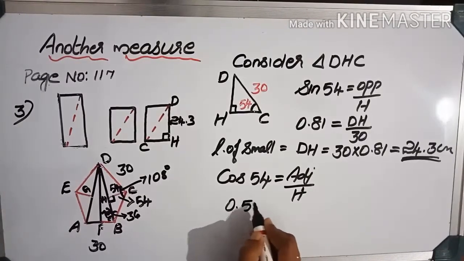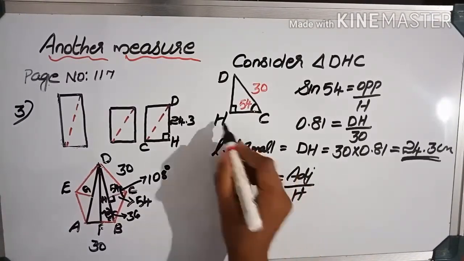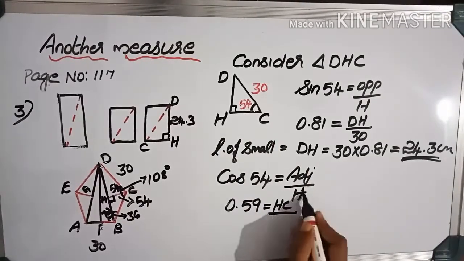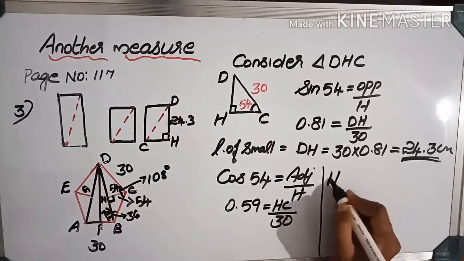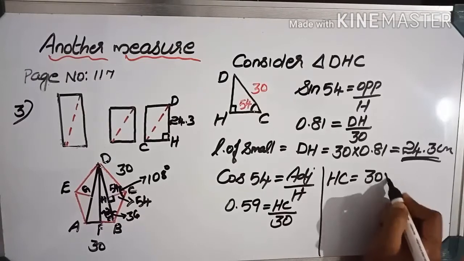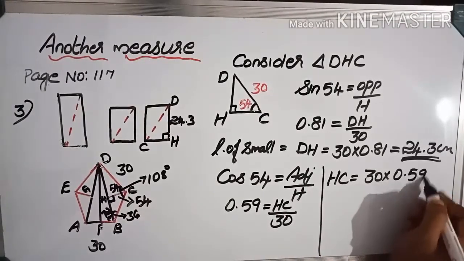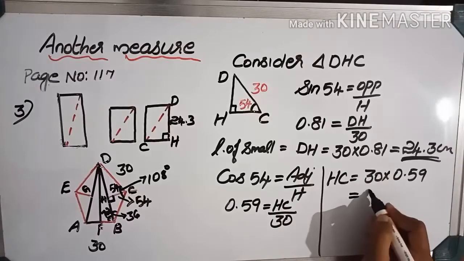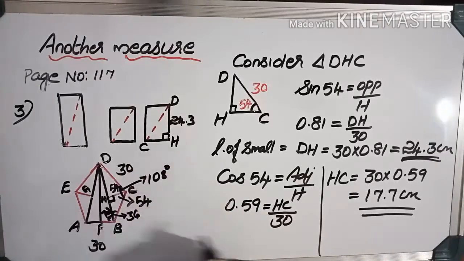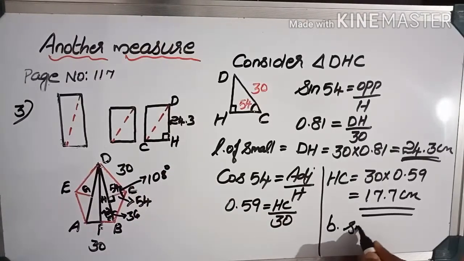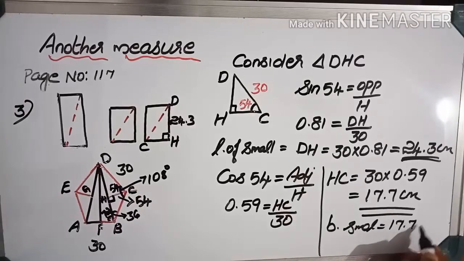So 0.59 equals adjacent side HC by hypotenuse, which is 30. So HC equals 30 into 0.59. When you multiply this, you will get the answer 17.7 centimeter. That means the breadth of the small rectangle is 17.7 centimeter. Length is 24.3 centimeter.